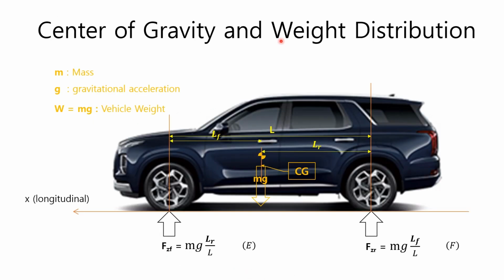Meanwhile, load distribution according to the location of the center of gravity can be obtained using moment balance. Let the wheel base be L, the distance from the center of gravity to the center of the front wheel be LF, and the distance from the center of gravity to the center of the rear wheel be LR. Using the position of the center of gravity, the load FZF applied to the front wheel is calculated as equation E. The load on the rear wheel FZR can be obtained using equation F.